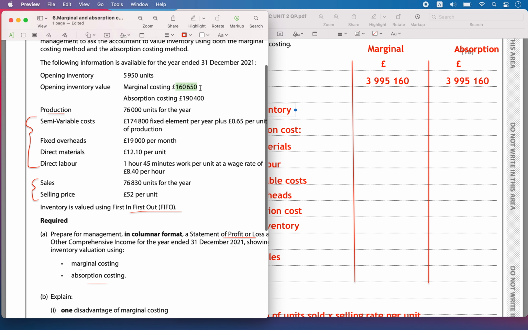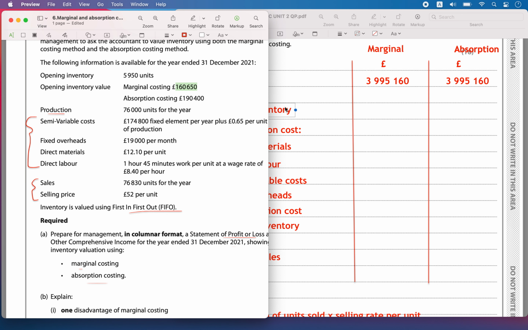Then the opening inventory for marginal and absorption costing has been given directly. The inventory valuation using marginal and absorption costing has already been calculated, so let's write this here. 190,400 for absorption.